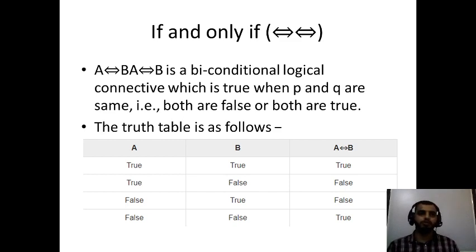If the two inputs are false, then the outcome is also true. If at all one input is true and another input is false, then the outcome will be false. If the first input is false and the second input is true, then also the statement is false. Then the outcome is false. This is all about the connective statement.